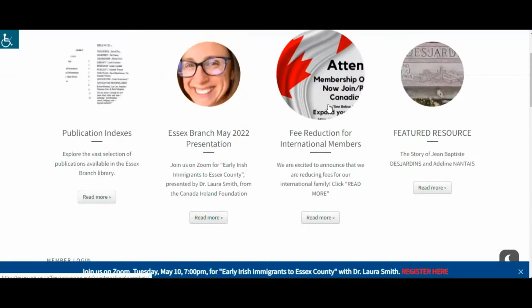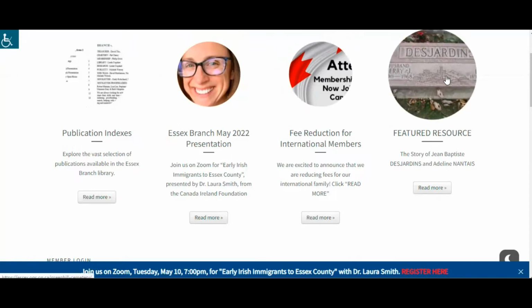The third one is just whatever's happening recently within the society. And the fourth one is the featured resource taken from the members library. The members library has a number of resources which are restricted to people who are members of the Essex branch. But monthly, we take something out of that library and we present it to the public so that you can get an idea of what's offered in the members library.